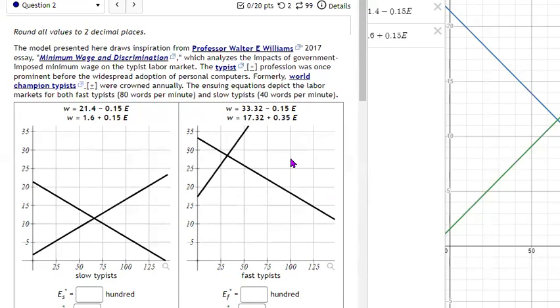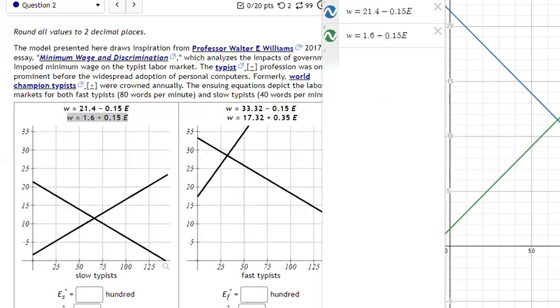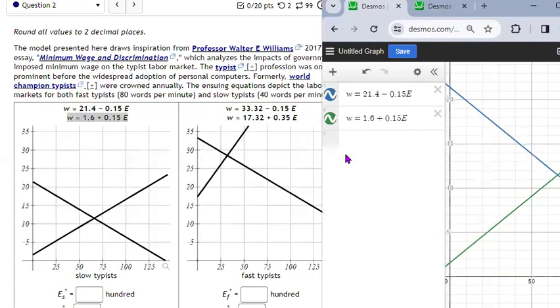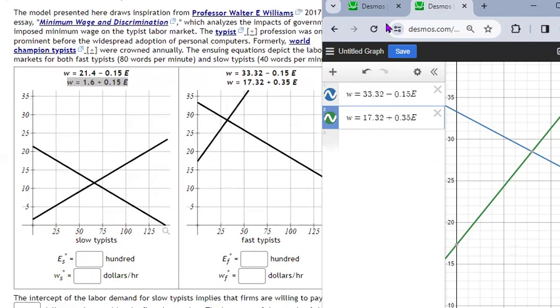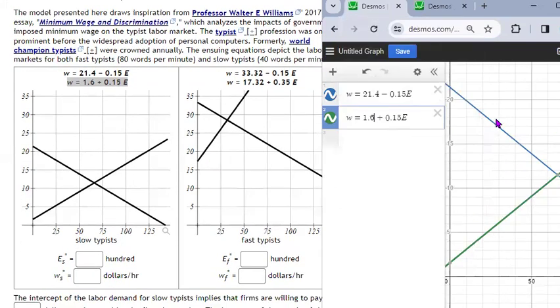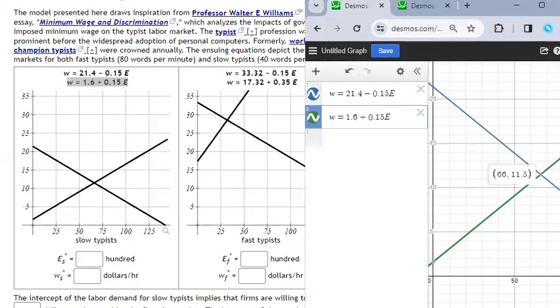Again, we're going to look at slow typist versus fast typist. We have the labor demand and the labor supply over in this Desmos model. Right, we got two Desmos models here. This is labor demand, this is labor supply, and then the other Desmos model, labor demand for fast typist and labor supply for fast typist. And we have to come up with the equilibrium. So let's go back to the slow typist equilibrium. I'm just using the same exact graphs I did for lesson 1, except I just changed the equations.